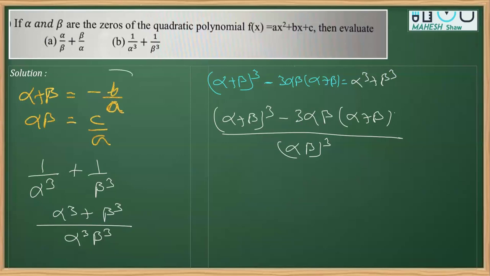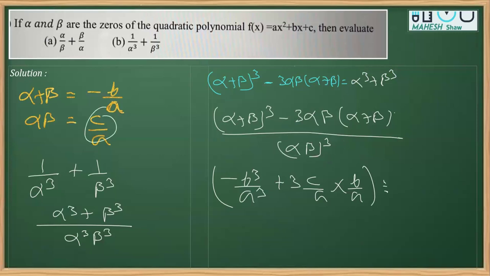Now I'll be substituting the values. I'll replace alpha plus beta cube with minus b by a whole cube, which is minus b cube by a cube, minus 3 times alpha beta, which is c by a, times alpha plus beta, which is minus b by a. So this minus makes it plus b by a. And that is divided by alpha beta whole cube, which is the cube of c by a, that is c cube by a cube.